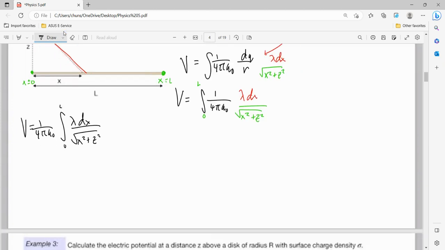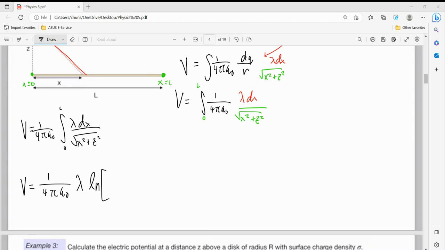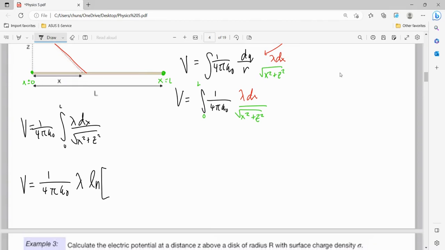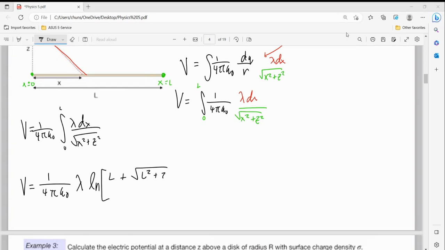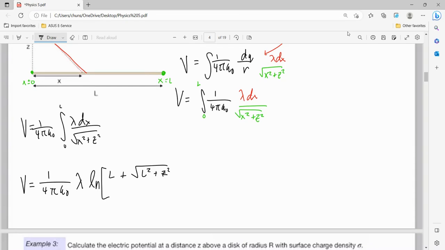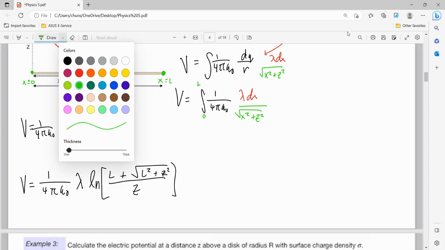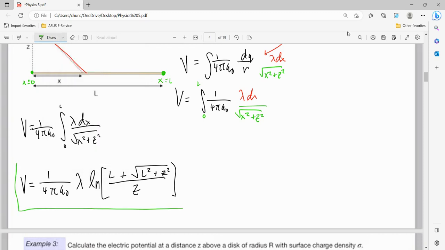And when we use an integration calculator, so just take my word for it, this gives us 1 over 4 pi epsilon 0 lambda ln of L plus square root L squared plus z squared, over z. Okay, so that's it for our second example.